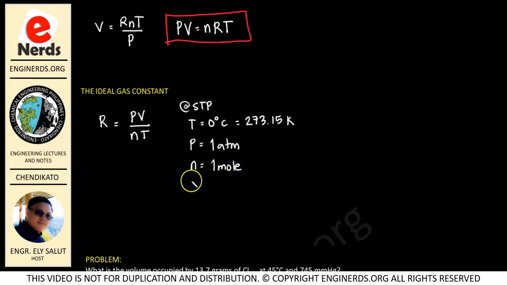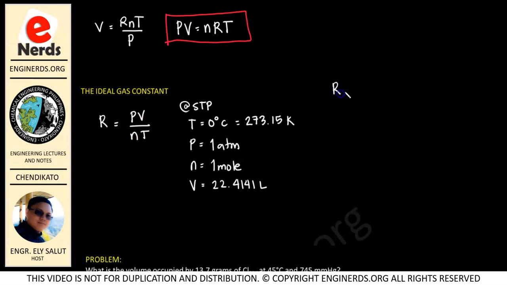And then, for our volume, na-calculate din natin to last time. Natutunan natin that at STP, the volume of our gas, every 1 mole of our gas, is equal to 22.4141 liters. Okay? So, yan yung ating volume ng 1 mole ng ideal gas at STP. Okay? So, we're going to substitute that dito sa ating mga variables dito sa R.